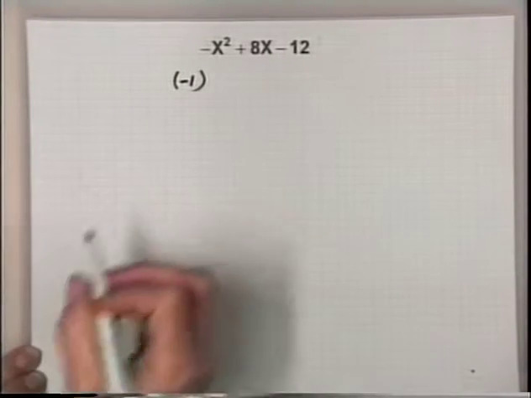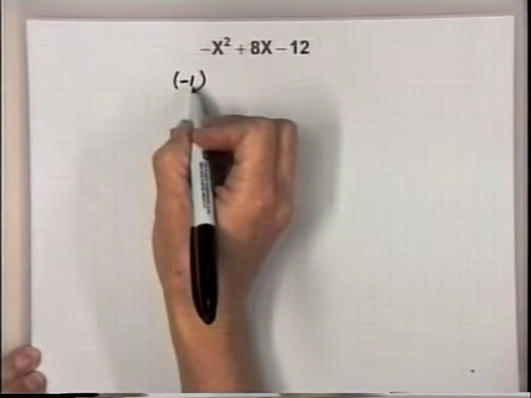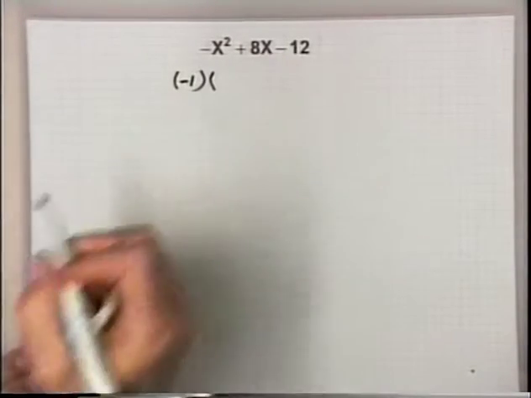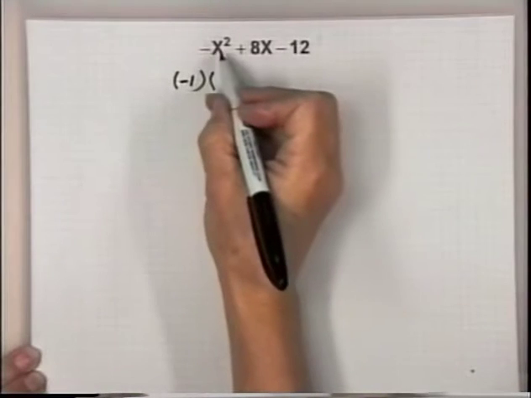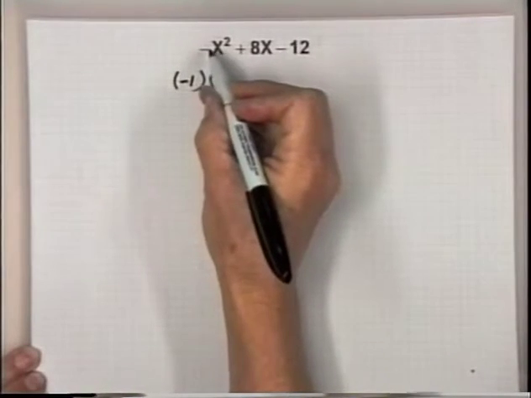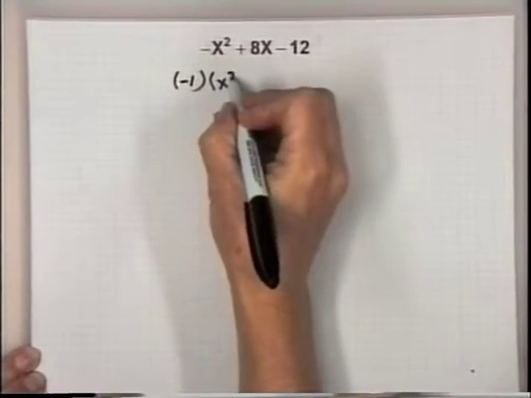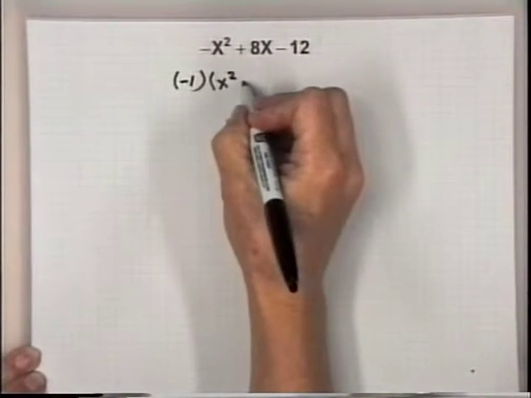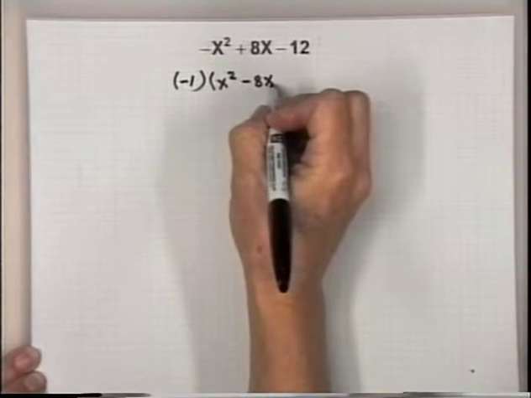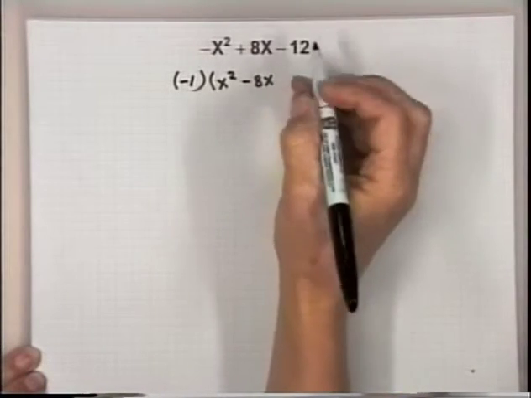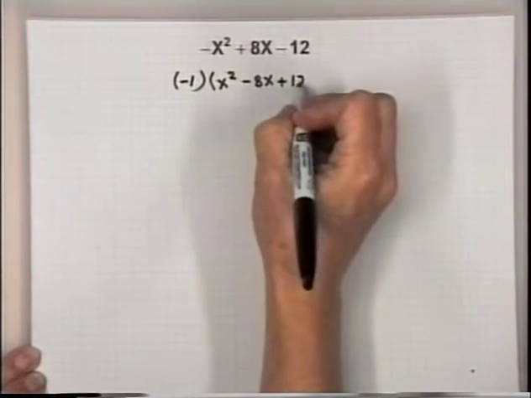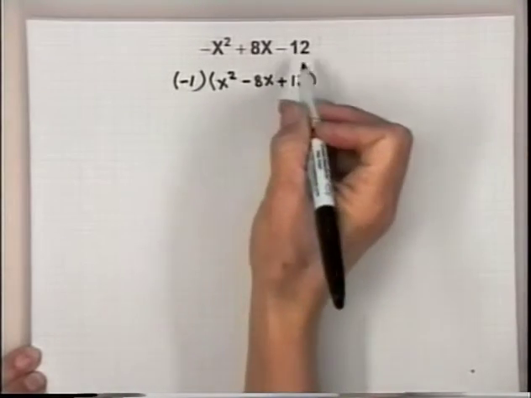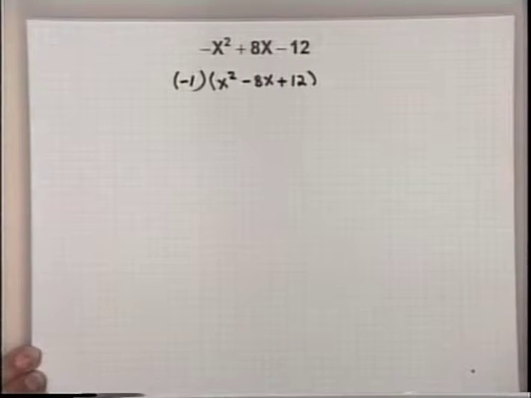Now I'm going to write negative 1 like this just for emphasis. I'll show you in a minute that generally we do not put the 1, it's understood, we only put the negative sign. But I want to emphasize here what we're doing. If I divide this term by negative 1, I get a positive x squared. If I divide this by negative 1, I have a negative 8x. And if I divide this by negative 1, I get a positive 12. Now check yourself. If you distribute your negative 1, you do have the original problem as it was written.